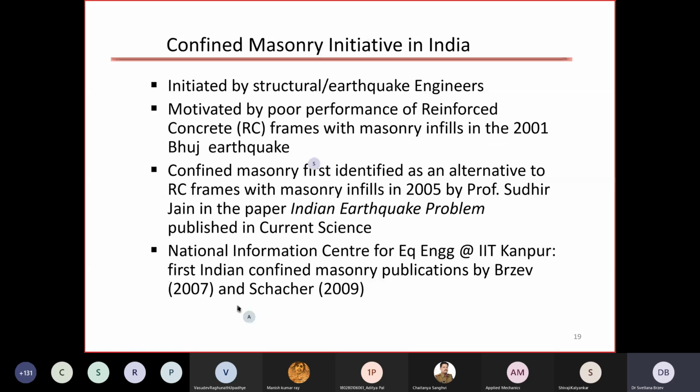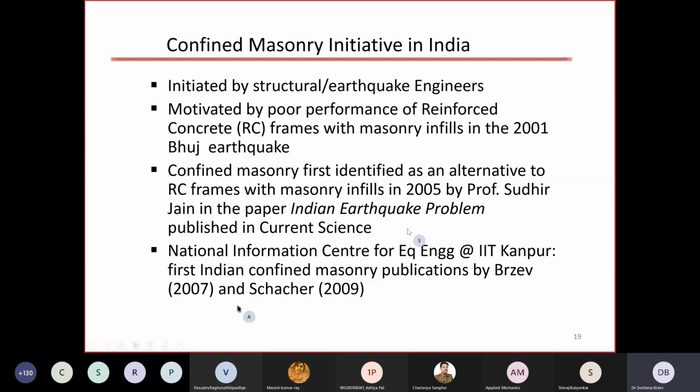So it started in Gujarat. Confined masonry was first identified as an alternative to reinforced concrete frames with masonry infills in 2005 by Professor Sudhir Jain in the paper Indian Earthquake Problem, which was published in the Current Science journal.